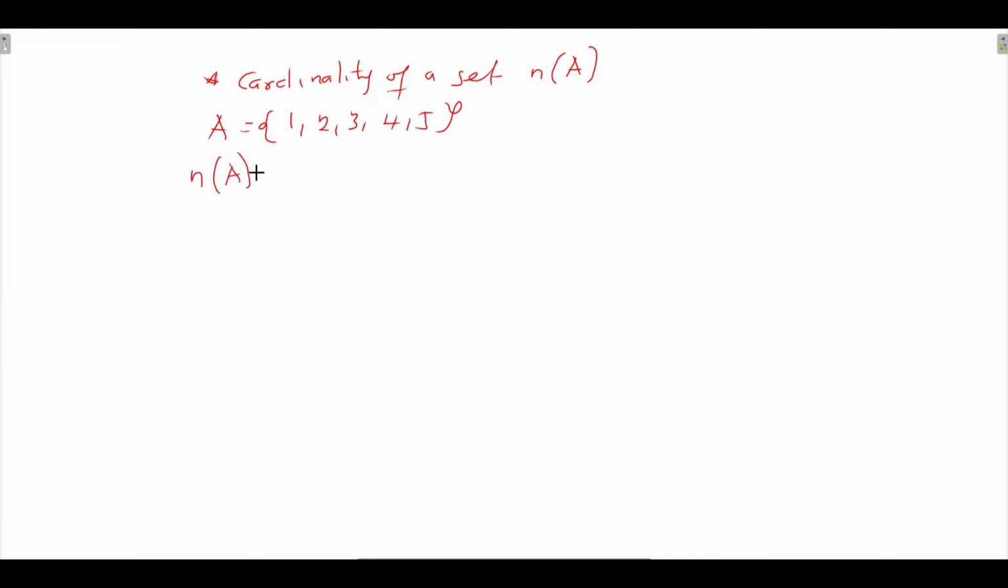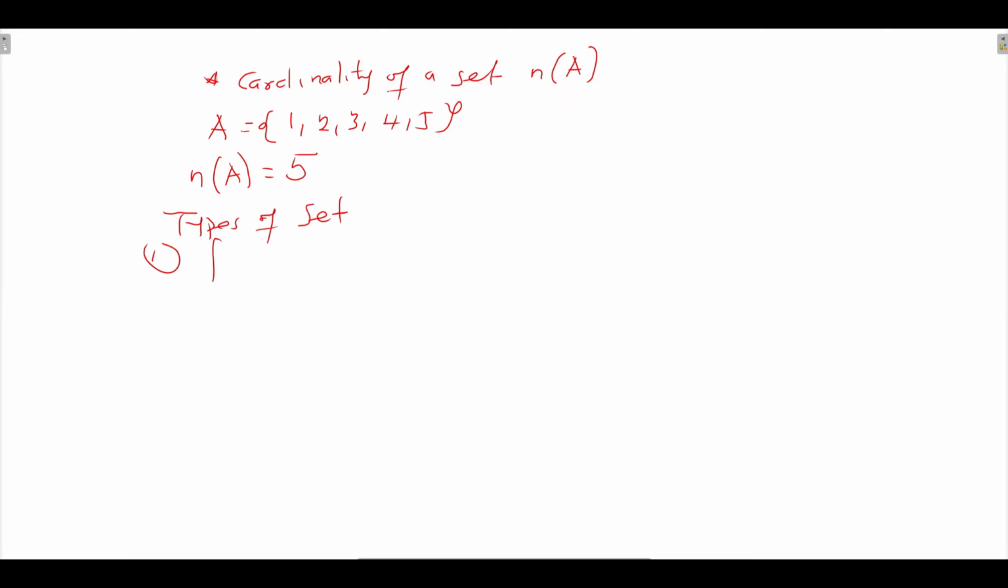Small n of A means that we count the number of elements. If you see, we have 5 elements here: 1, 2, 3, 4, 5. I say the cardinality of set A is 5. That's what we mean by cardinality of a set. Now, let's move to types of sets.